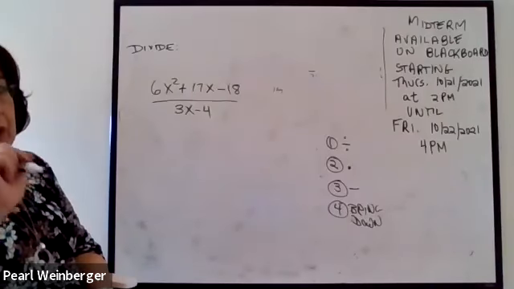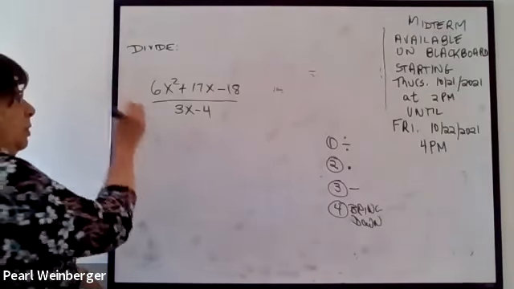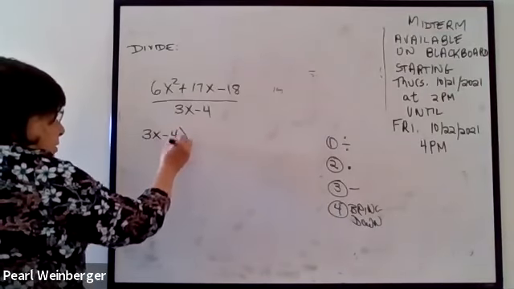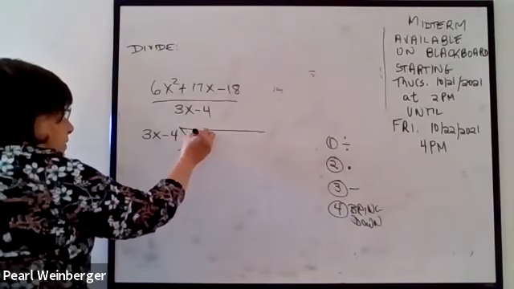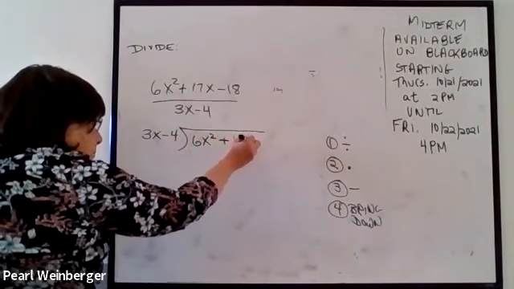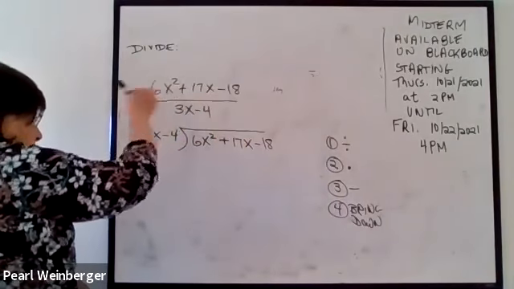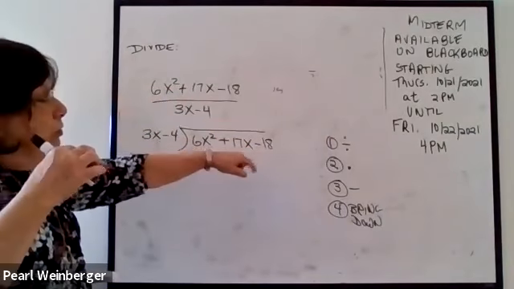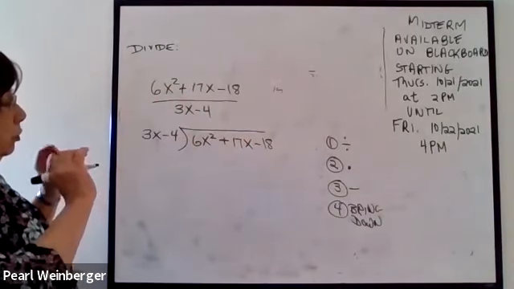When we're dividing by a binomial, we have to use long division. We rewrite it as 3x minus 4 on the outside, and inside my division sign, I'm going to put the dividend, 6x squared plus 7x minus 18. Remember, the 3x minus 4 is called either the divisor or the denominator. The numerator is also called the dividend. We write it like a long division.